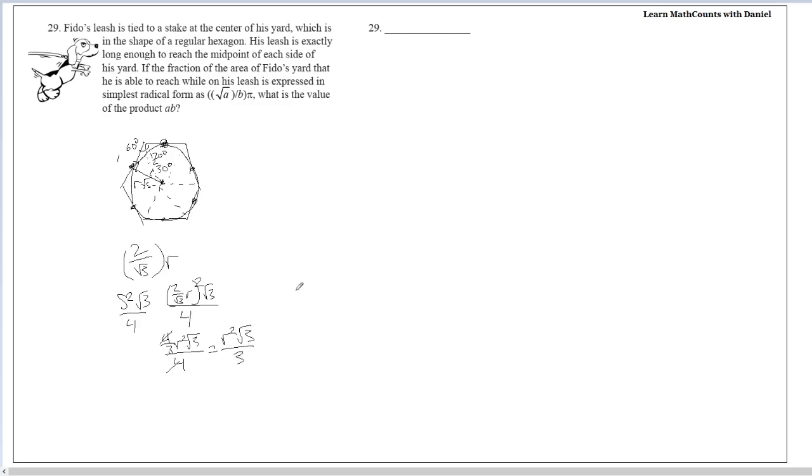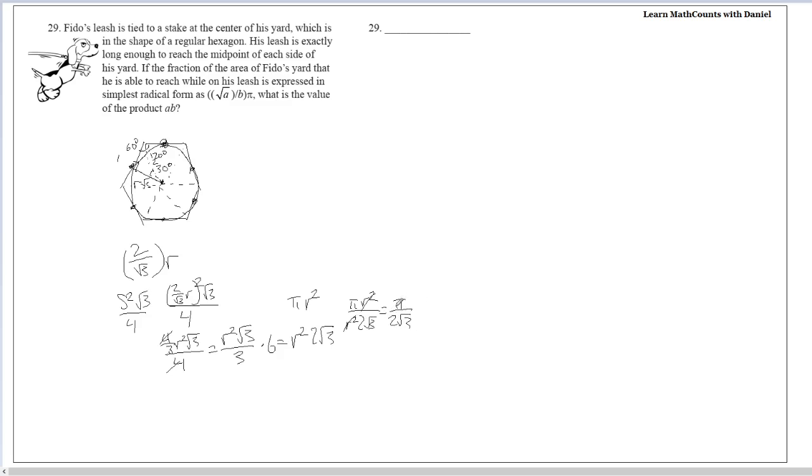Of course we have 6 triangles, so this is multiplied by 6 to give the hexagon's area as r squared times 2 root 3. Now we want the ratio of the area he can reach to the total area. This is the total area. The area he can reach is the area of this circle, which is just pi r squared. So our ratio is pi r squared over r squared 2 root 3. We cancel the r squareds, which leaves us with pi over 2 root 3.